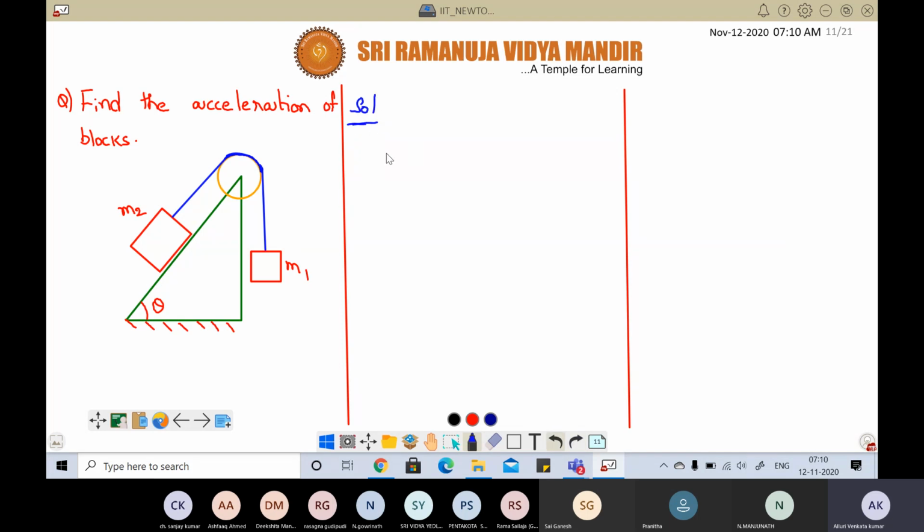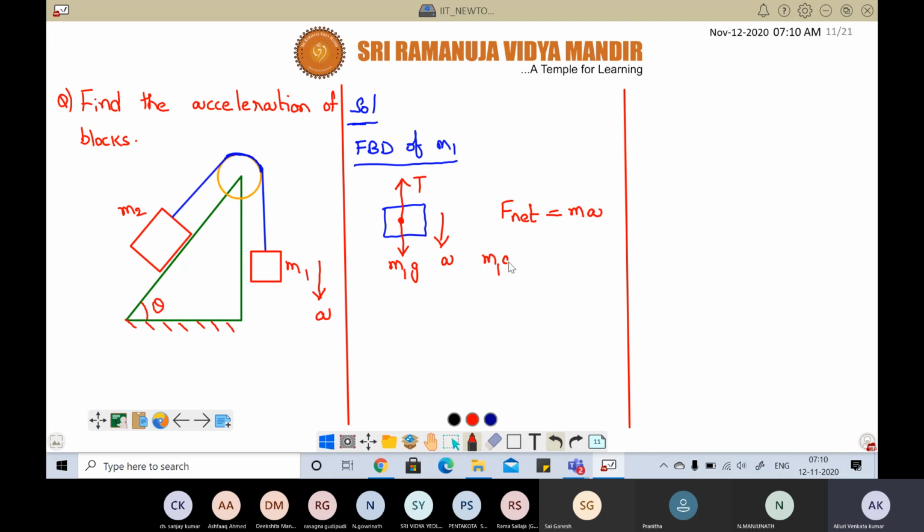Solution. First, draw the free body diagram of M1. This is the M1 block, where its gravitational force is M1G, and the tension force is, let us say, T. We'll assume that it is going downwards. So F net equals MA, which means M1G minus T is equal to M1 times A. This is equation number 1.